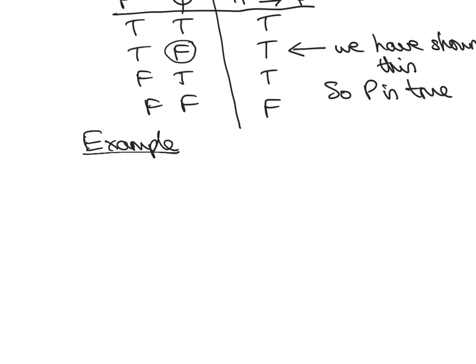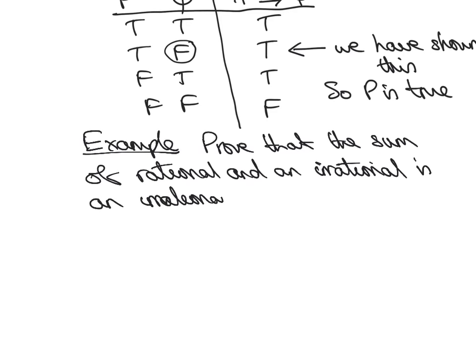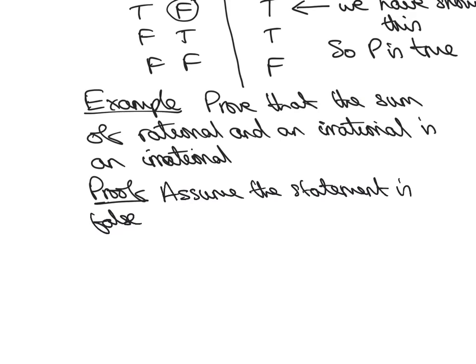So let's use proof by contradiction to prove that the sum of a rational and an irrational is always an irrational number. So we're going to start by assuming the statement is false. We're going to argue for a contradiction.